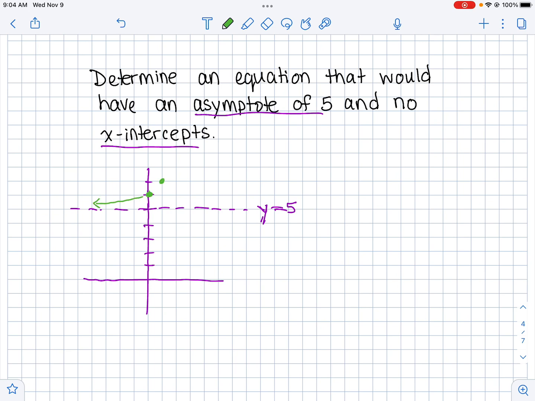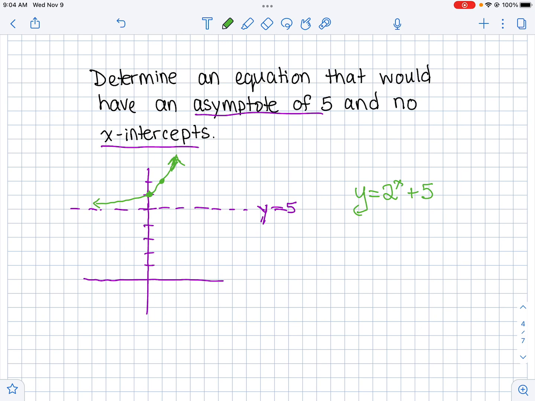So I'm going to make it a graph of y equals 2 to the power of x. That would be my parent function. And then I'm just going to add an asymptote of plus 5. So I've just raised it up 5.